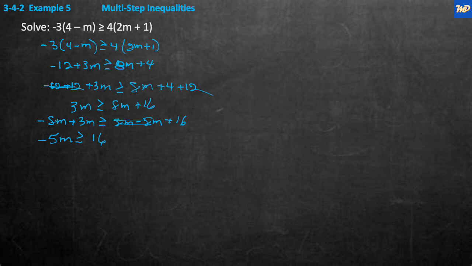And when we do this, now we did get 16. Yep, 16. So now we're going to divide both sides by 5. So we're going to divide this side by negative 5. And now we switch the symbol. And we have 16 divided by negative 5. And what do we get? We get m is less than or equal to negative 16 fifths.